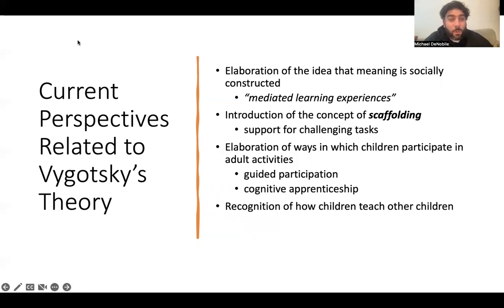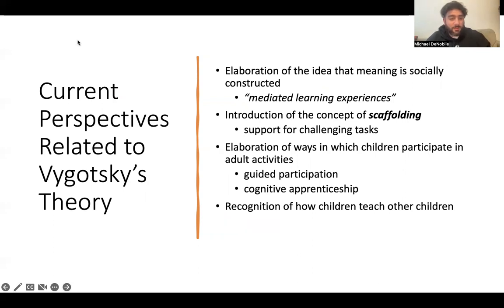As I said before, all modern education, if you're going into teaching, everything is going to be about scaffolding. Everything is about scaffolding. Vygotsky has a very large influence on modern education. And think of scaffolding in a nutshell as support for challenging tasks.